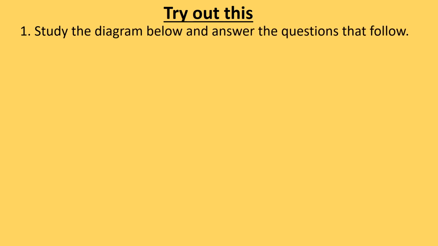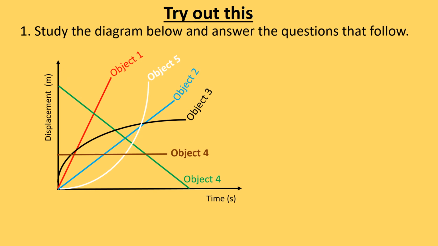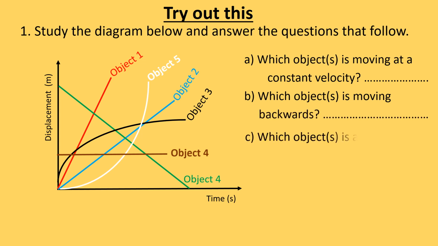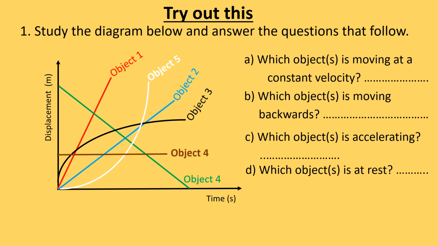Now try out the following two questions. Question 1. Study the diagram below and answer the questions that follow. This is the diagram. Question A. Which object or objects is moving at a constant velocity? B. Which object or objects is moving backwards? C. Which object or objects is accelerating? D. Which object or objects is at rest?